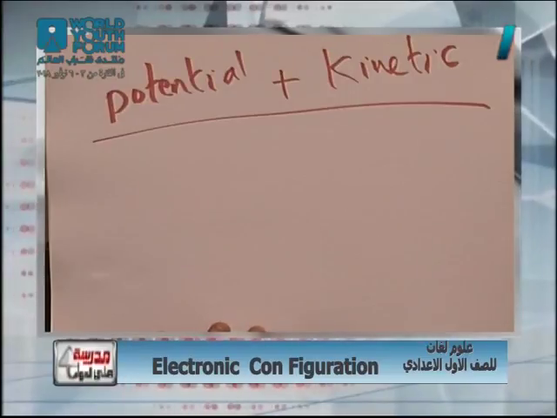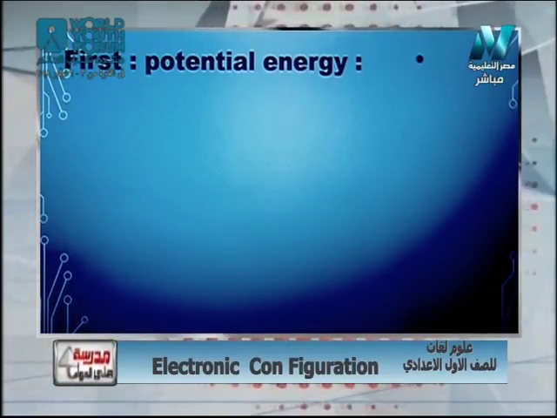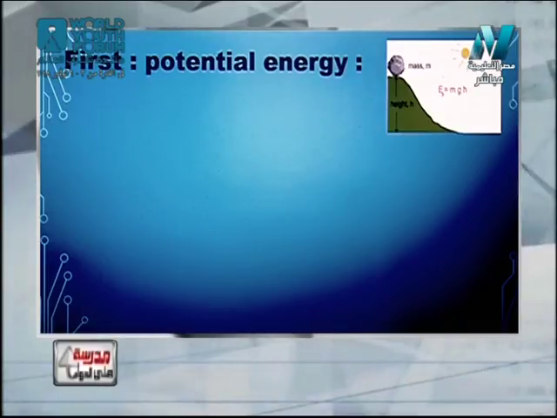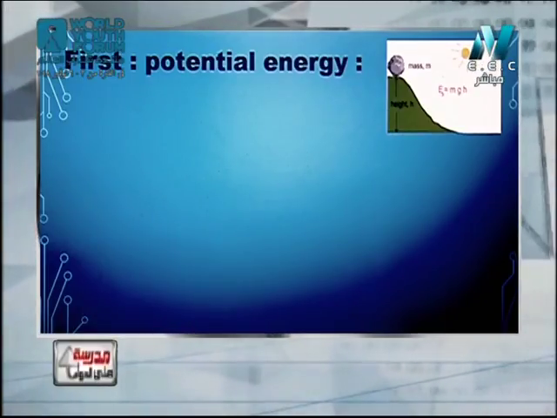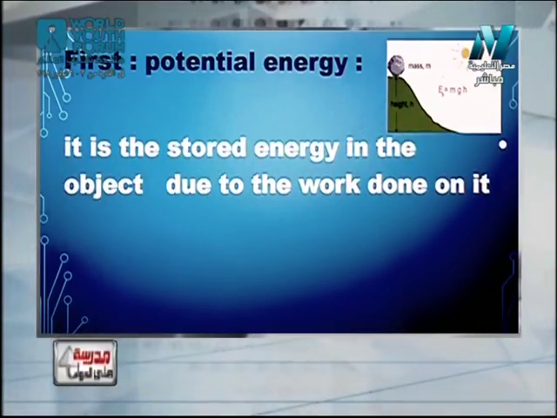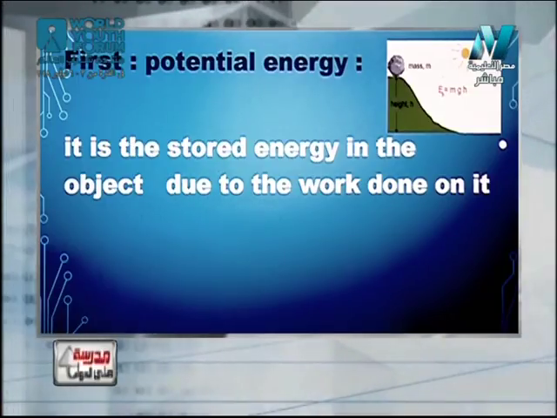First, what's meant by potential energy? Potential energy means that a body that is constant, doesn't move, has energy. It's called potential energy. It is the energy of a body due to its position. It's energy stored inside the body due to its position. As you see on the monitor, this stone is on the mountain. It has height, so it has potential energy. It is stored energy in the object due to the work done on it.